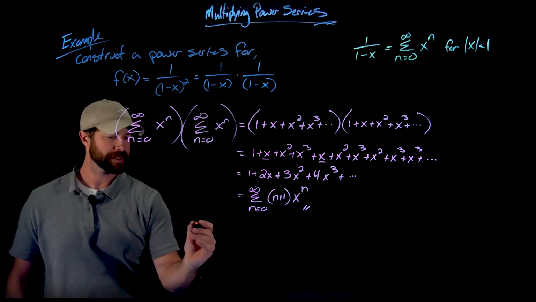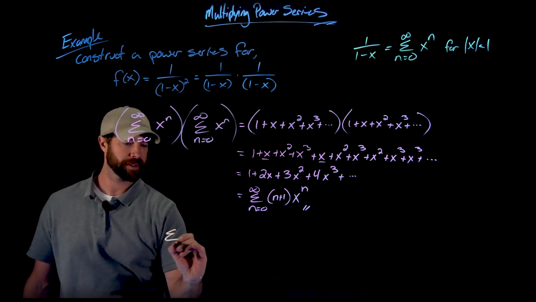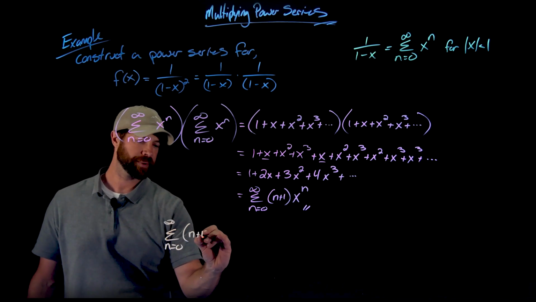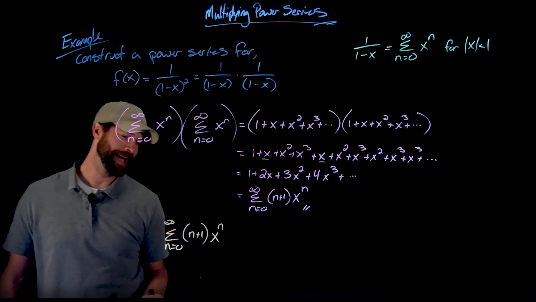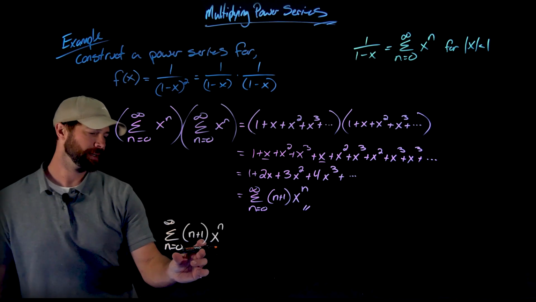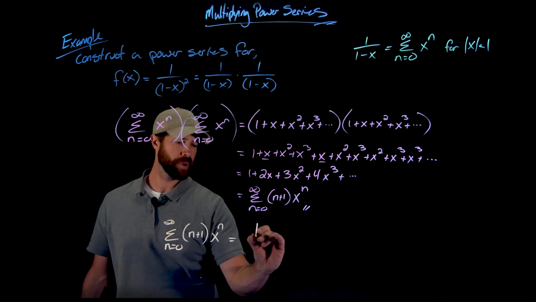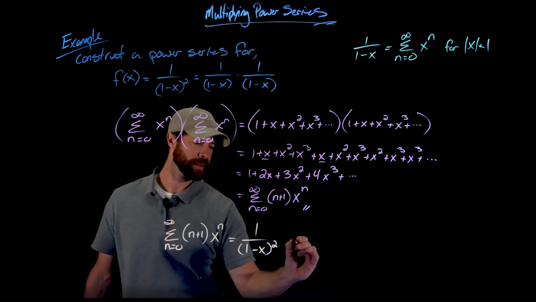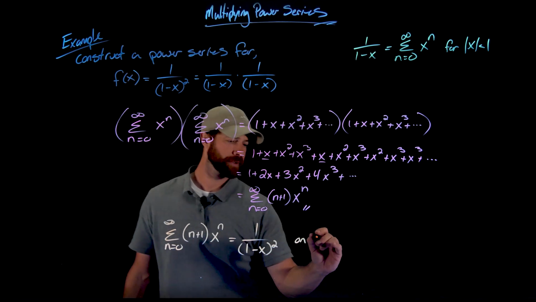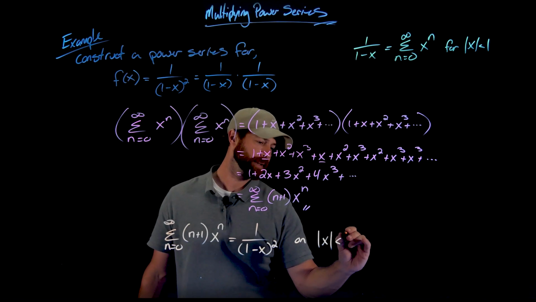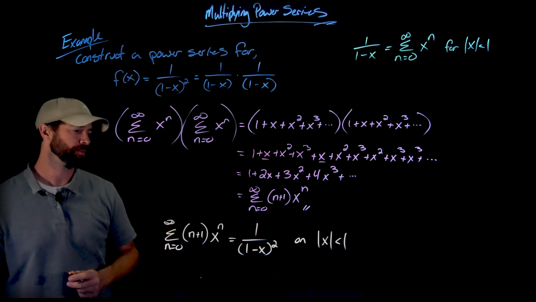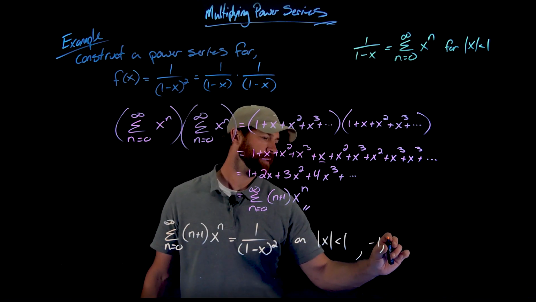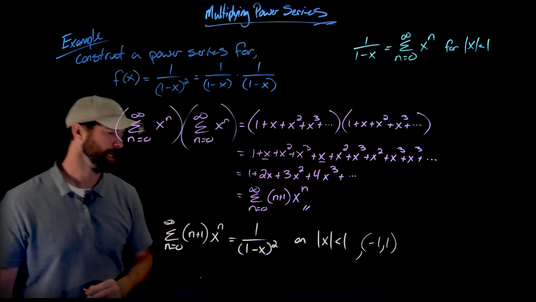So what that means is that this representation right here, this sum from n equals 0 to infinity of n plus 1 times x to the n, represents 1 over 1 minus x squared on an interval of convergence for x with absolute value of x less than 1, or as I was thinking about it in my head, you could also just say this from negative 1 to 1, same statement.